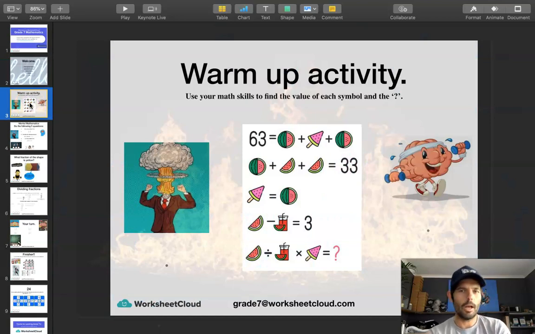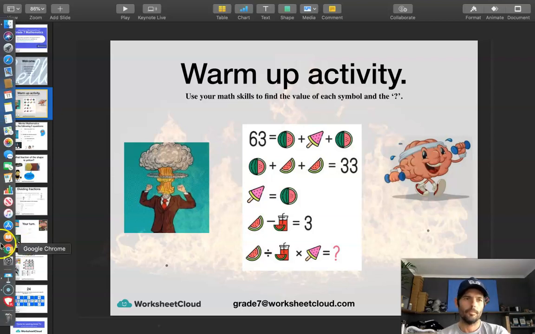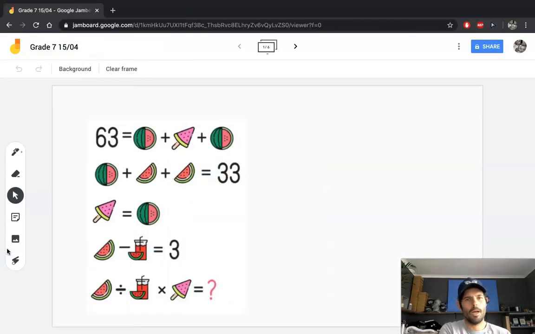Guys, as usual, I encourage you to press pause here and to try to complete that puzzle by yourself. Remember to tell me the value of all the symbols and then the value of the question mark at the end. Challenge yourselves, press pause and see how you go. Right, so if you did press pause and you worked through it, then very well done to you.